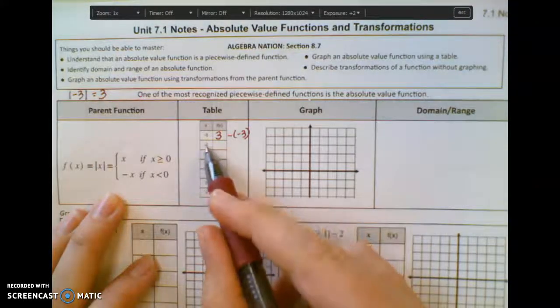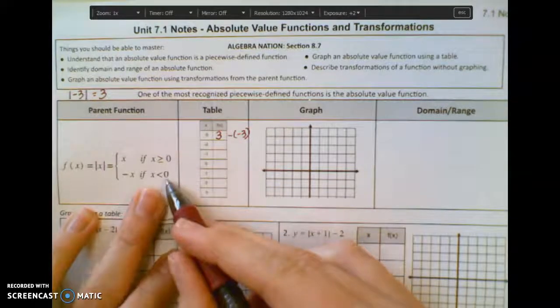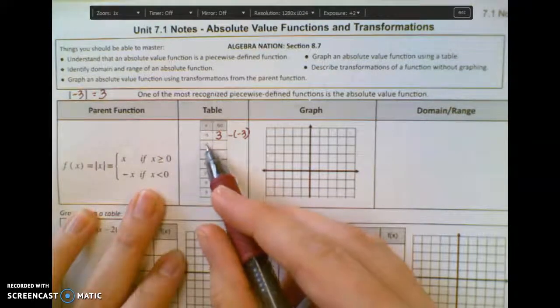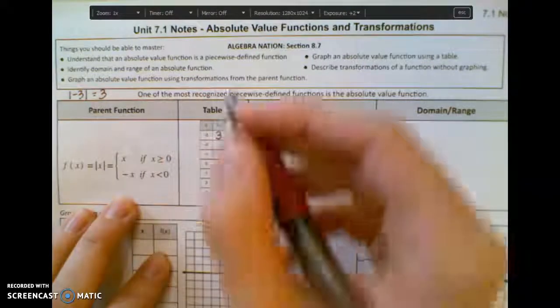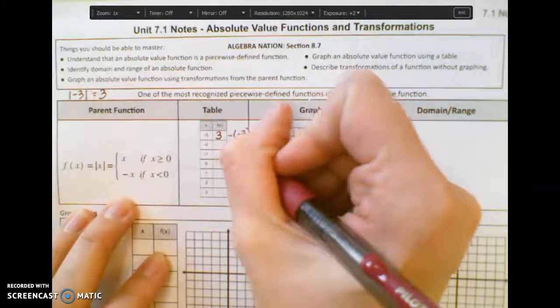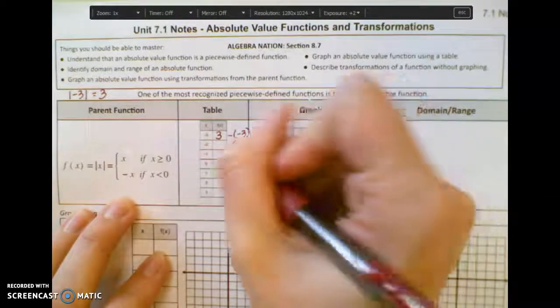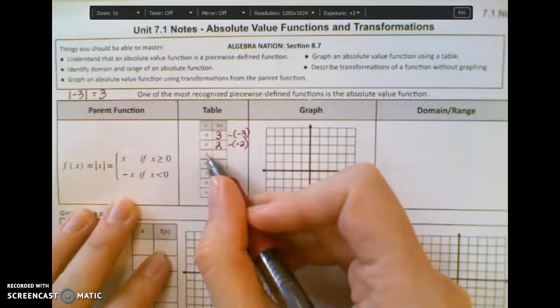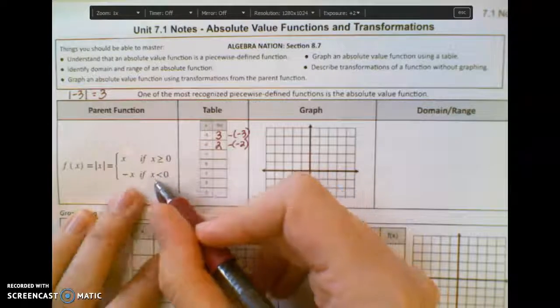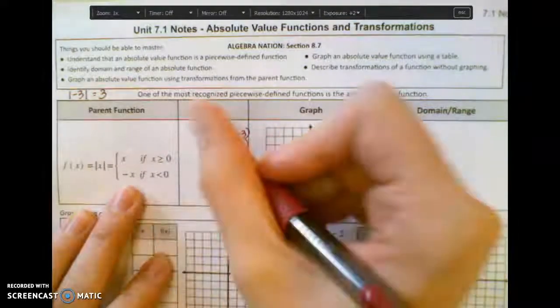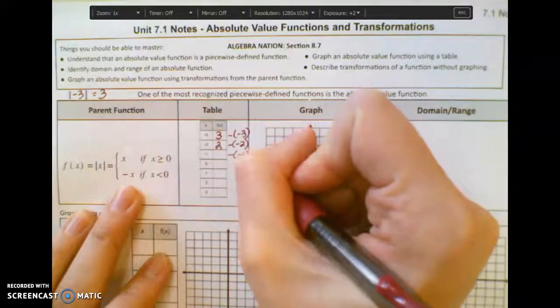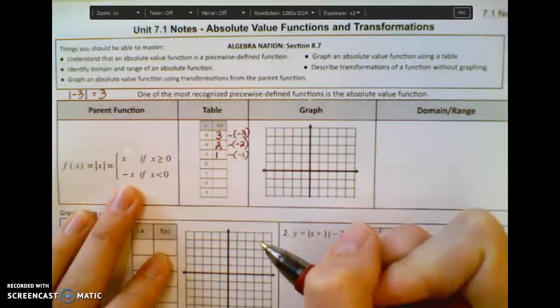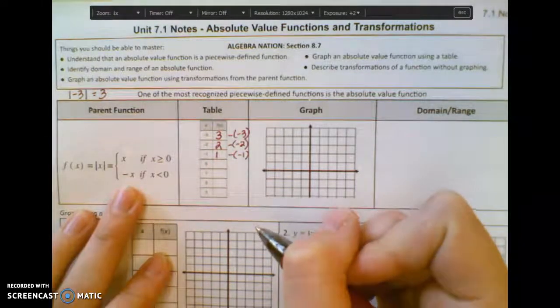If I have a -2, that is still less than 0. So I'm going to take that x value and plug it into this function, -x. So I'll have -(-2), and that gives me +2. Then we have -1, that is still less than 0. So I'm still going to use the function -x. So I have -(-1), that gives me a y value of 1.